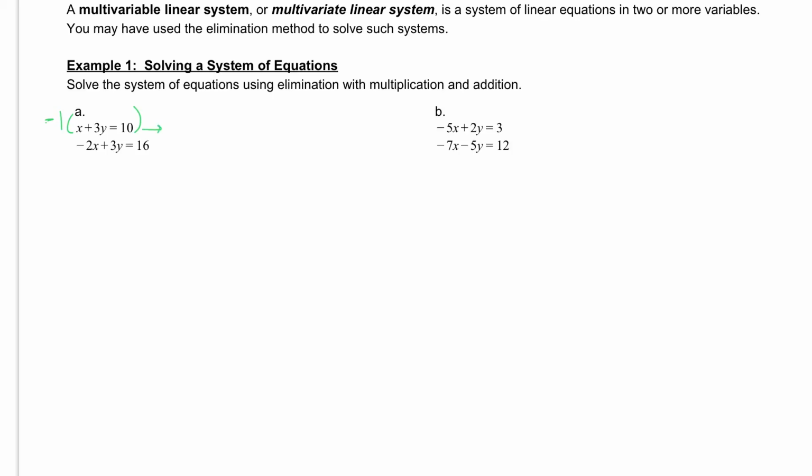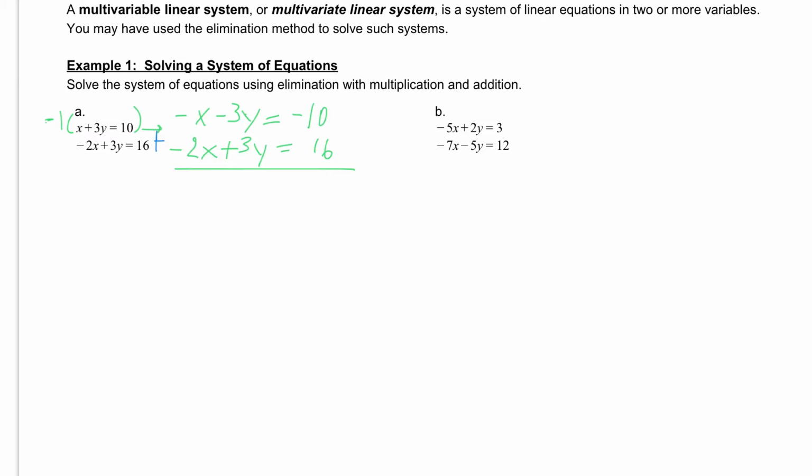And that's going to change my first equation to give me -x minus 3y equal to -10. And my bottom equation will stay the same. -2x plus 3y equal to 16. Now if I check, I have a -3y and a positive 3y. Those are opposites. So I can go ahead and add these two equations together.